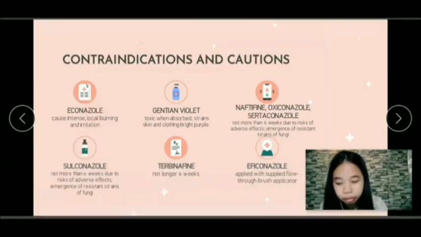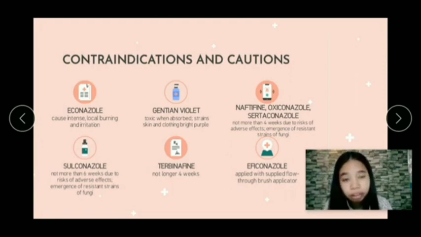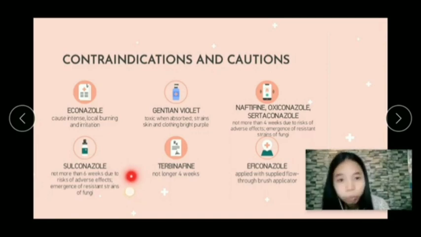Miconazole can cause intense local burning and irritation and should be discontinued if these conditions become severe. Gentian violet stains skin and clothing bright purple, and it is very toxic when absorbed, so it cannot be used near active lesions. Naftifine, oxiconazole, and ketoconazole nitrate should not be used longer than 4 weeks due to the risk of adverse effects and possible emergence of resistant strains of fungi. The same goes with sulconazole, but its usage is limited to 6 weeks. On the other hand, terbinafine should not be used for longer than 4 weeks.